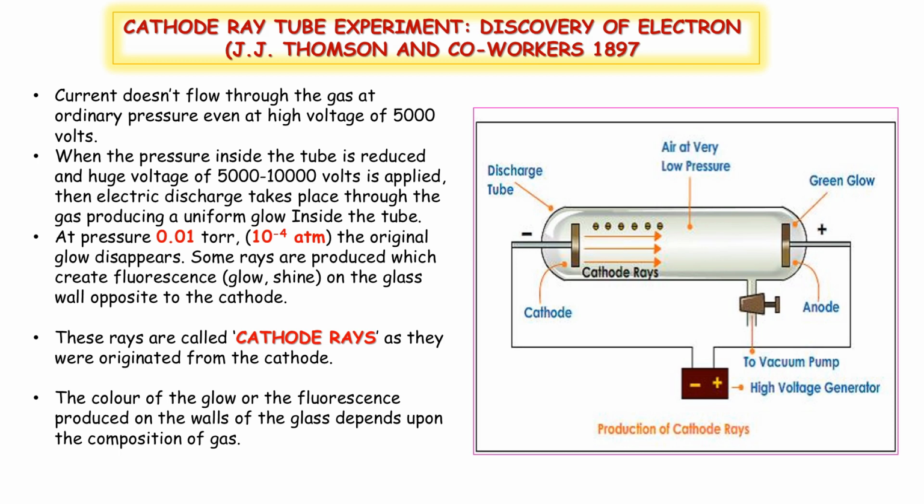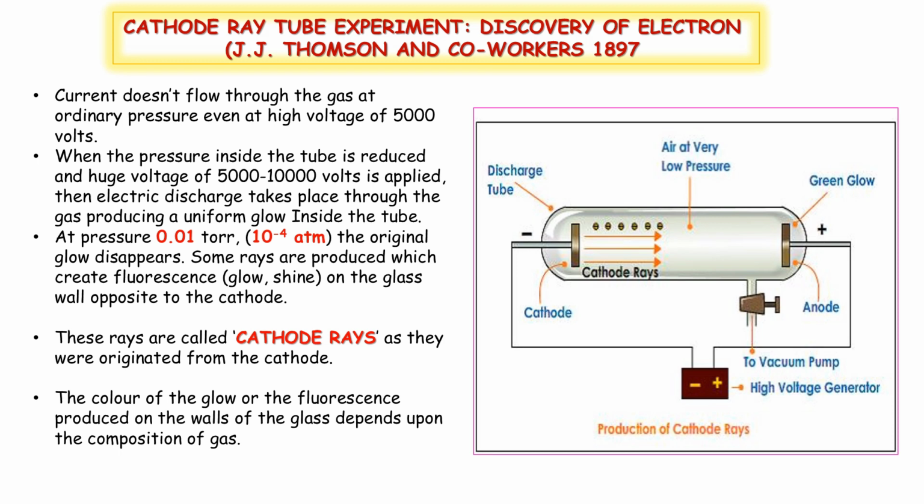When the pressure is reduced further to 0.01 torr, 10^-4 atmospheres, the original glow disappears. Some rays are produced which create fluorescence, which is a kind of glow or shine, on the glass wall opposite to the cathode. These rays are called cathode rays as they originated from the cathode. The color of the glow or fluorescence produced on the walls of the glass depends upon the composition of the gas.